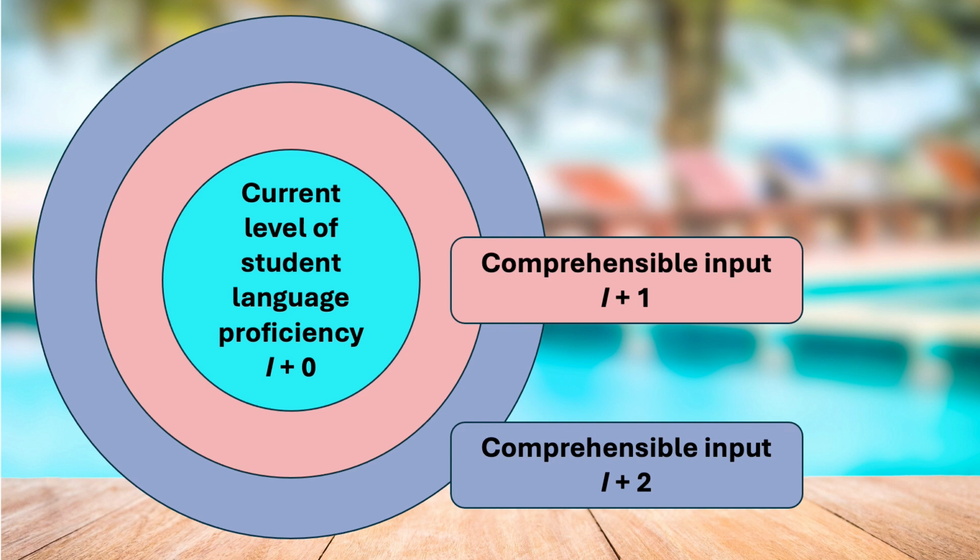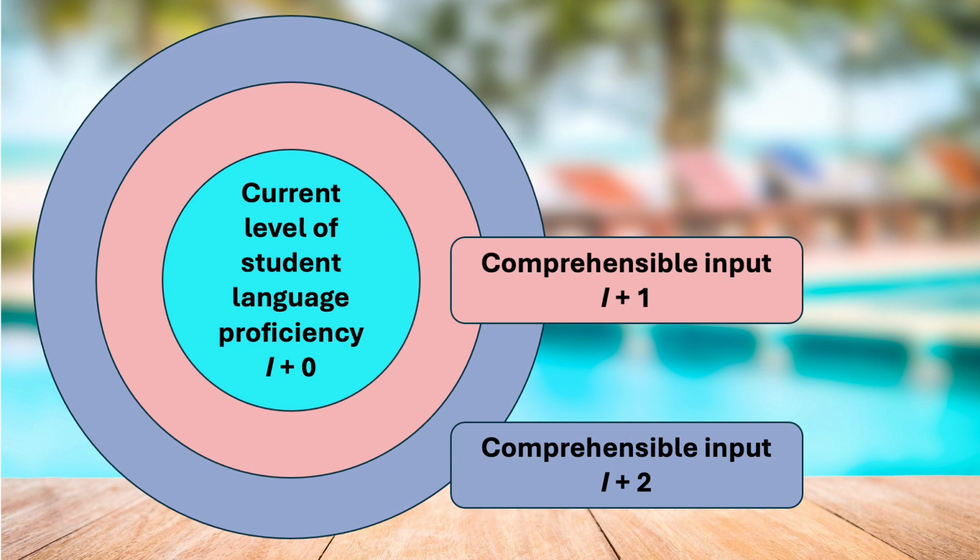I represents the target language that students know. The I plus 0 represents language that they can understand, or their current level of proficiency in the target language. I plus 2 in the outer circle represents target language that is most likely too challenging for students. This can be overwhelming because it is no longer comprehensible enough for students to make meaning.